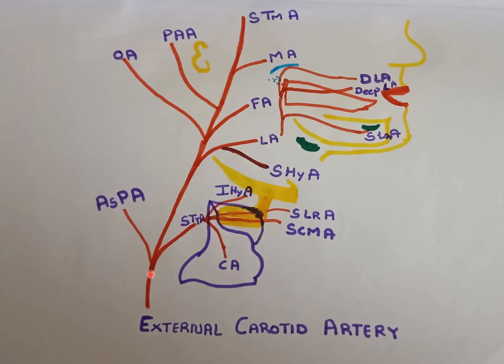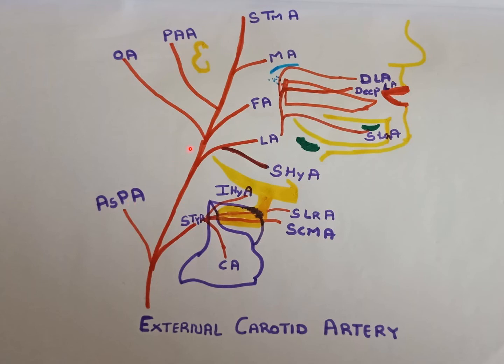The superior thyroid artery is coming from this region. Just above the level of the superior thyroid artery, we can see the emergence of the ascending pharyngeal artery, which is branching out from the external carotid artery. This ascending pharyngeal artery will supply the pharynx, soft palate and even the meninges.